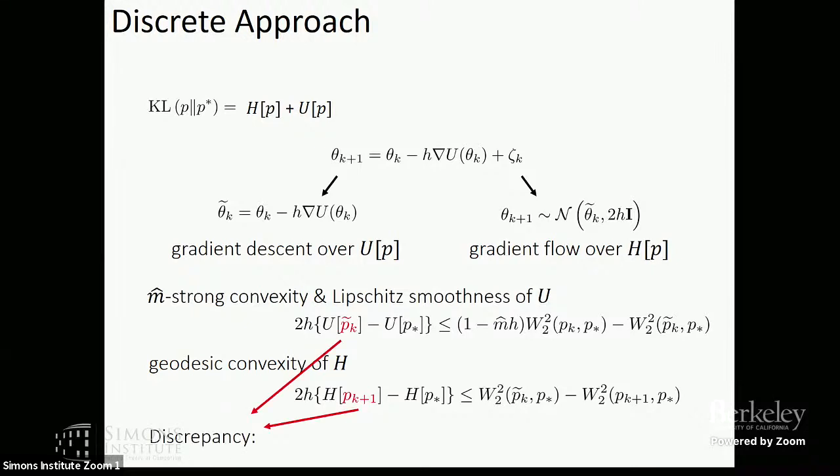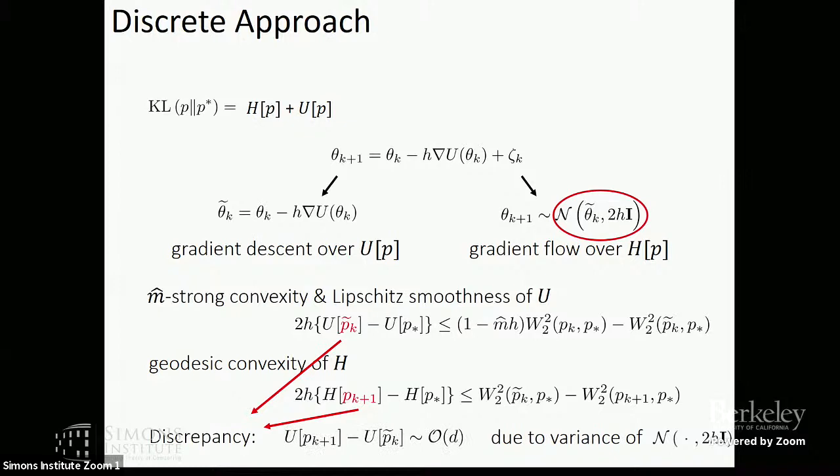So if you add in and subtract a function, U(p_{k+1}) minus U(p_k tilde), that goes back. That's also the discrepancy before and after adding this Brownian motion, adding this Gaussian random variable. And due to the variance of this Gaussian random variable, you still get a dimension d. Right. So Tong and I have been staring at it for a while.